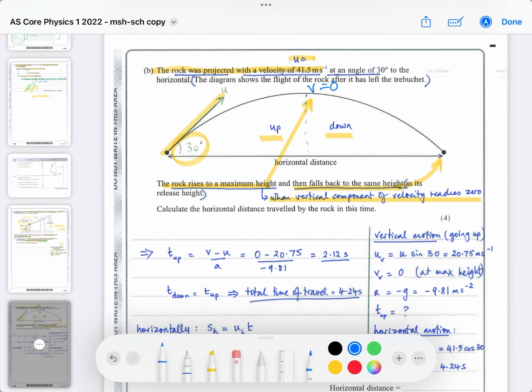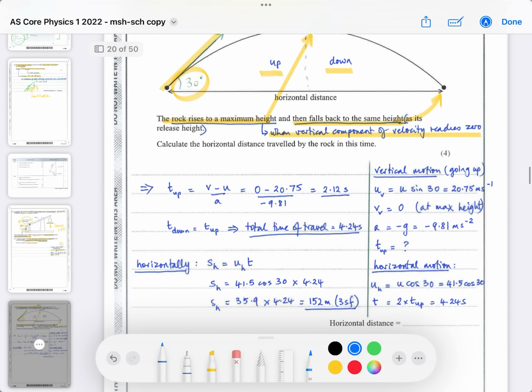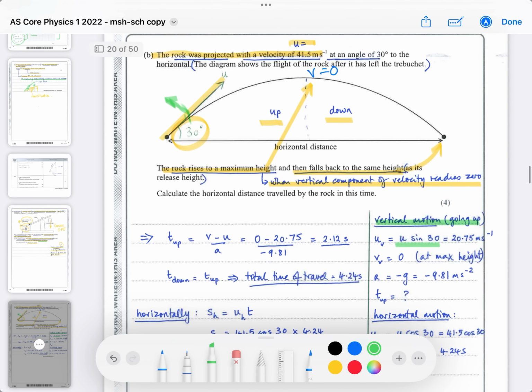So once you know all of this data, you always look at the vertical motion first. When you're looking at the vertical motion, going up, we know that the vertical velocity will be u times sine 30, because it's going away from the 30 degrees. So you want to know how much is it going that way. So it's the component upwards, the arrow projected upwards. That will be the u vertical. It'll be the projection of u in the vertical direction, which is sine 30 or cos 60. That gives you the speed upwards initially.